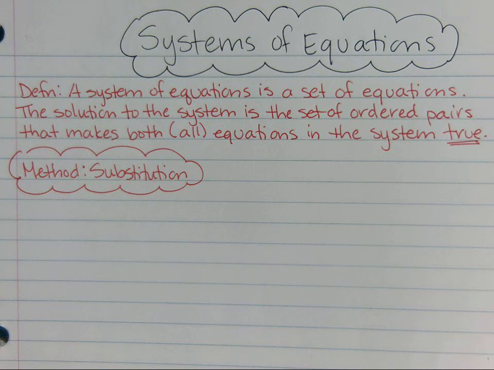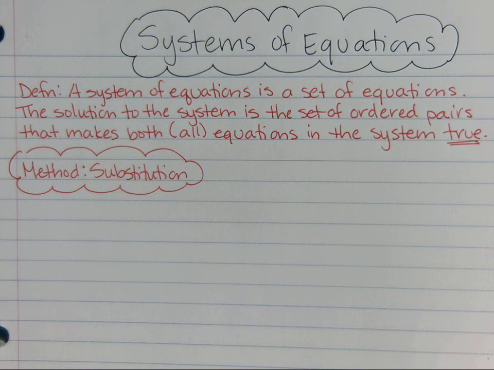That means that the exponent on the x and the y are both 1. We're also going to focus today only on solving a system of 2 variables, meaning only an x and a y. So a solution to the system is the set of ordered pairs that will make both of the equations in the system true. And there are a variety of techniques that we could use to solve a system. Today we're going to focus on the method of substitution.